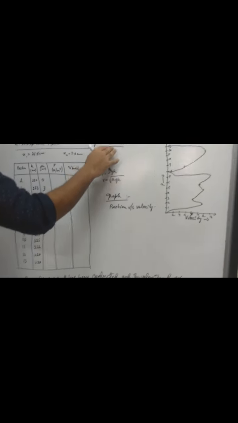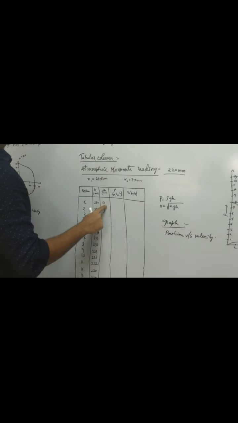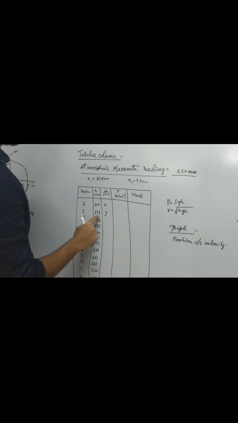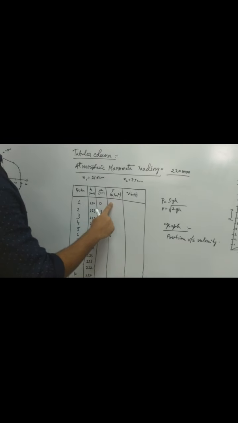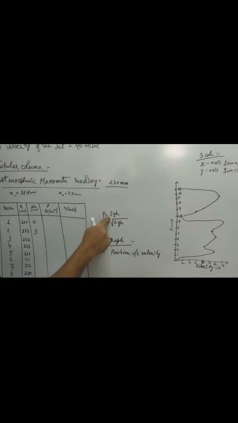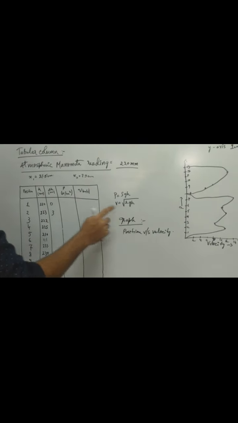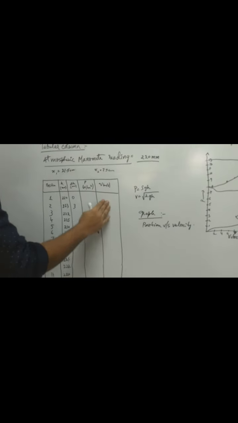And here for delta H we have to subtract from this. 220 minus 220 we got 0. 220 minus 223 we got 3. For pressure, P is equal to rho g h. We know the values: 1000 into 9.81 into H. H is this one. Then for velocity, square root of 2gH, we know the values. We have to calculate this and this.